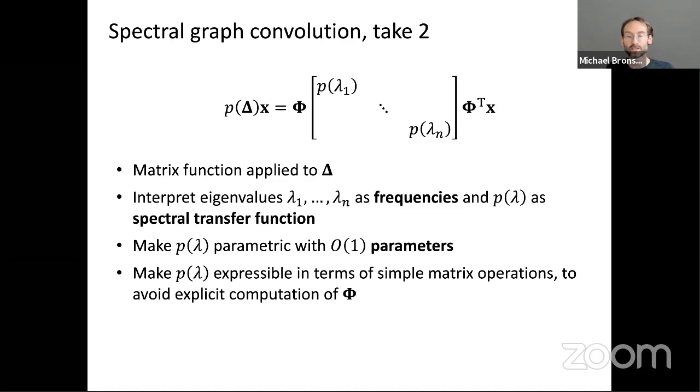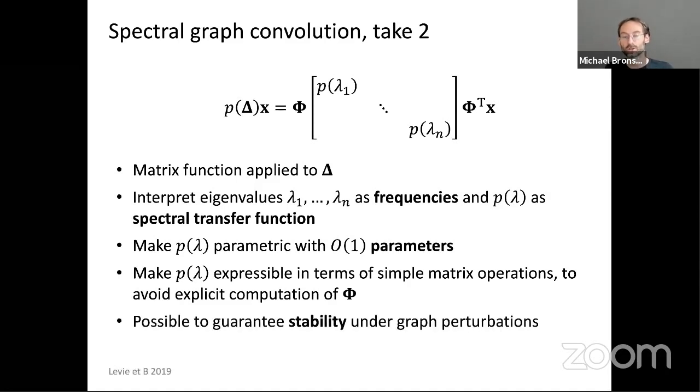If we can express this function in terms of simple matrix operations, such as matrix-vector products or powers, we can altogether avoid the explicit computation of the eigenvectors and make this convolution efficient. And we can also show that we can guarantee stability, so basically generalization, something that we didn't have with explicit computation of the basis. We can also guarantee localization or even compact support. I refer to the papers that we wrote together with Ron Levy a couple of years ago.